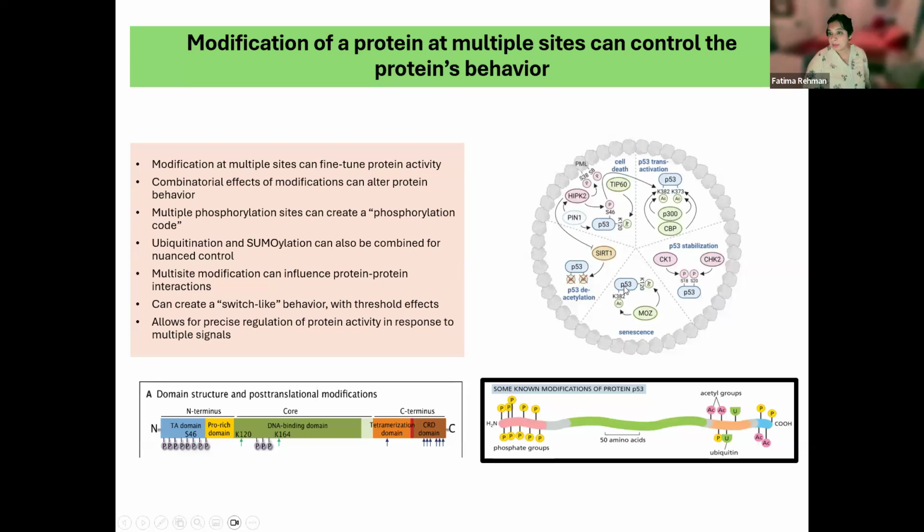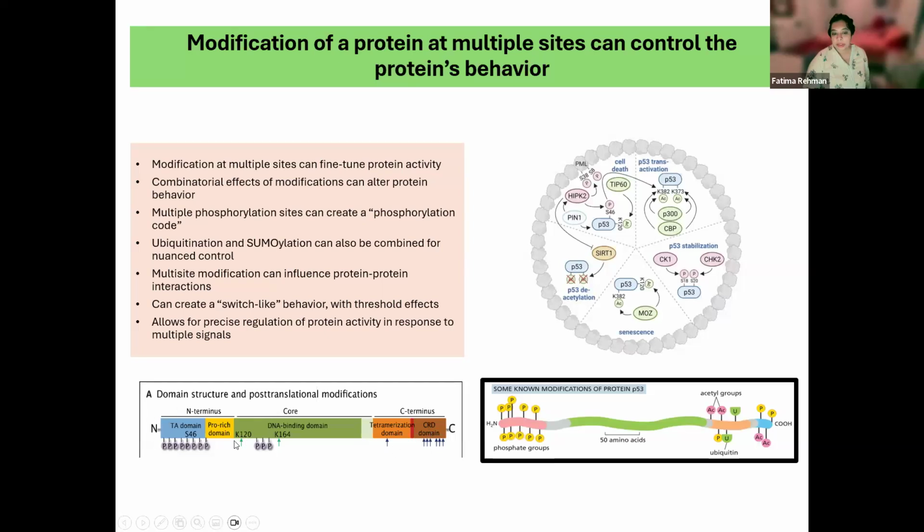So the same P53 can control cell death, can get transactivated and act as a transcription factor, can be stabilized and act to enhance DNA repair pathways, can cause senescence, or can be deacetylated to become inactive. Each section, you will see a different binding partner and different types of changes that are being performed on that protein. Here, you can see its domain structure.